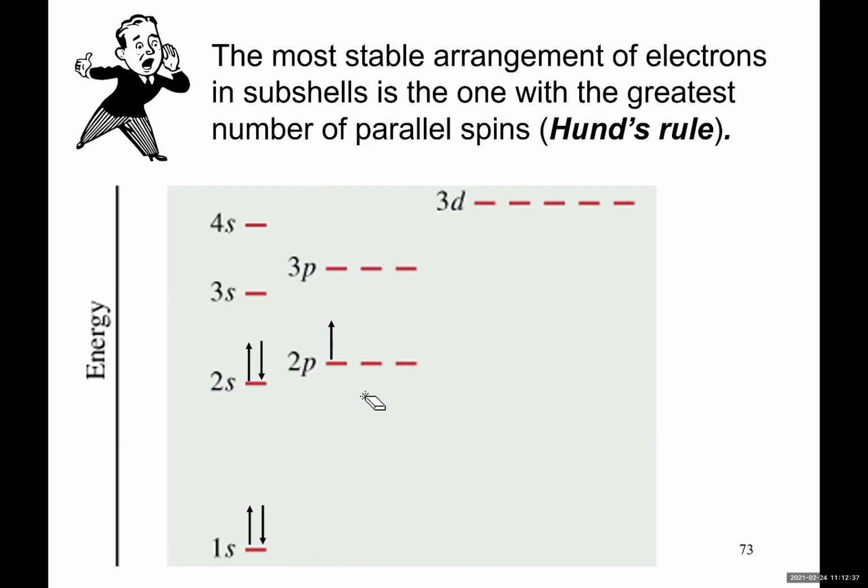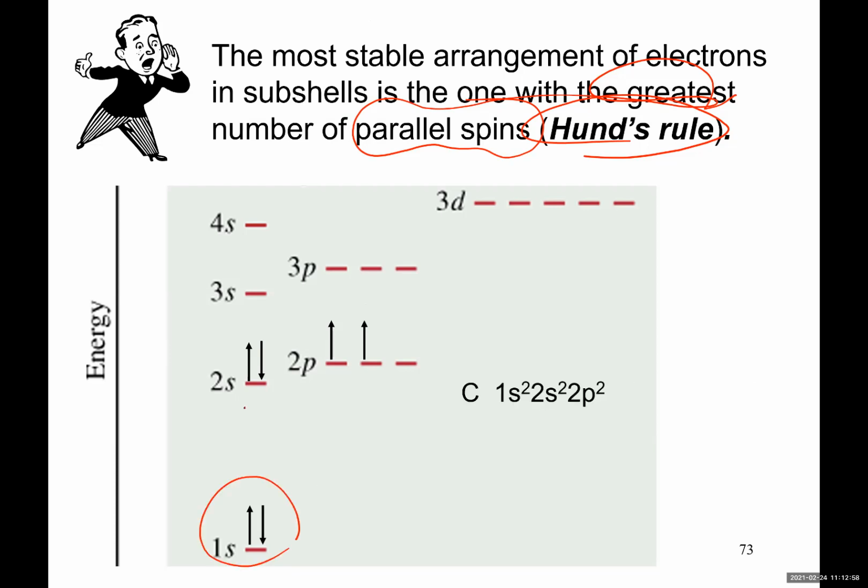And this is called Hund's rule. So electron will try to have the greatest number of parallel spins, which simply means electrons will try to occupy the maximum number of orbitals. So the electron configuration for carbon is going to be 1s2, 2s2, and 2p2.